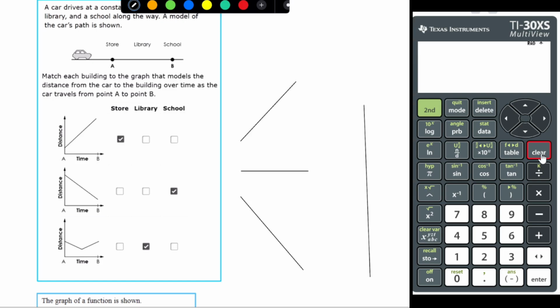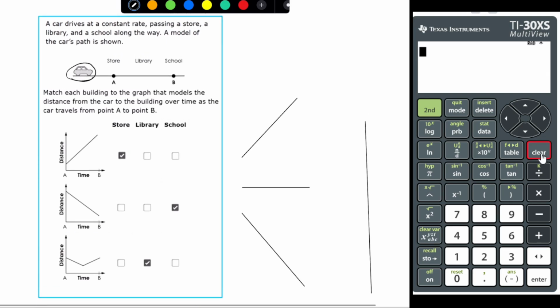So what this is all about is perspective. If you're starting here, the closest thing you are starting to is the store. Okay? Match each building to the graph that models the distance from the car to the building over time as the car travels from point A to point B. Okay?